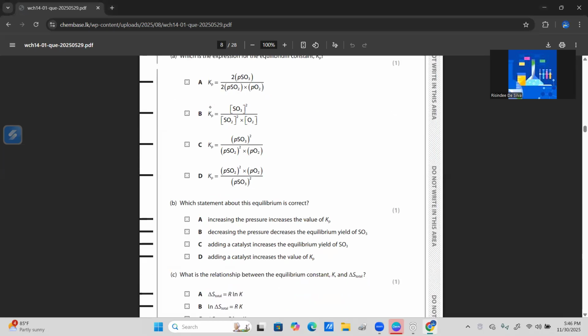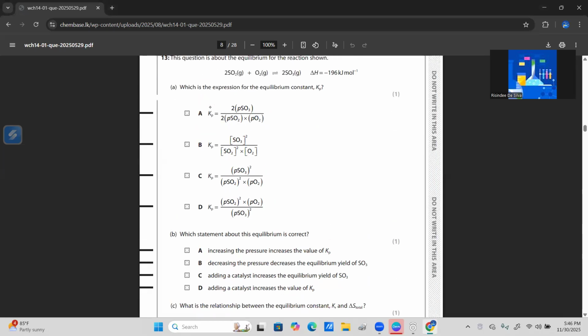Then which statement about the equilibrium is correct? We can see increase in the pressure increases the value of Kp. Kp is given by products over reactants. Here 3 moles and 2 moles. Pressure is high on the reactant side. So when you increase the pressure, the system will try to increase more products. Therefore, increase in the pressure increases the value of Kp.